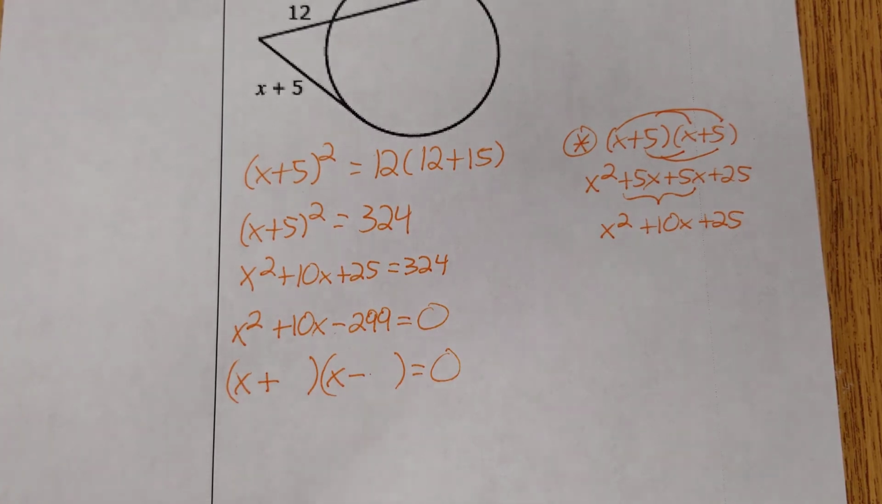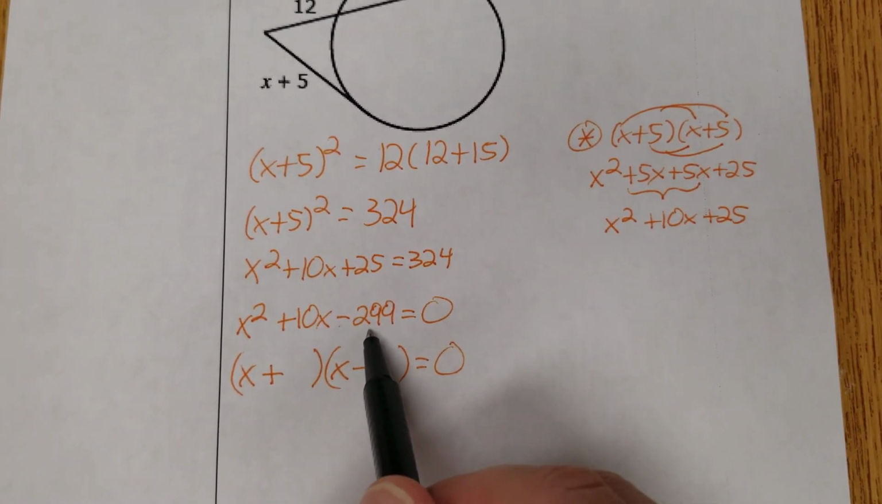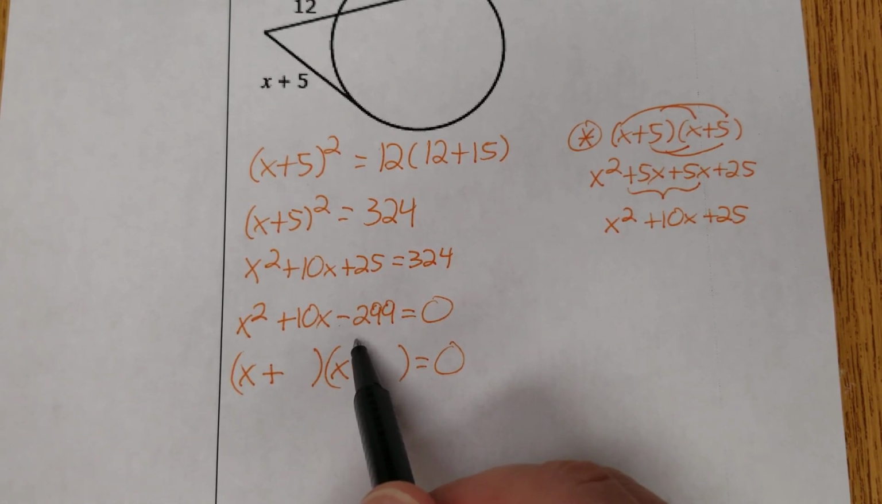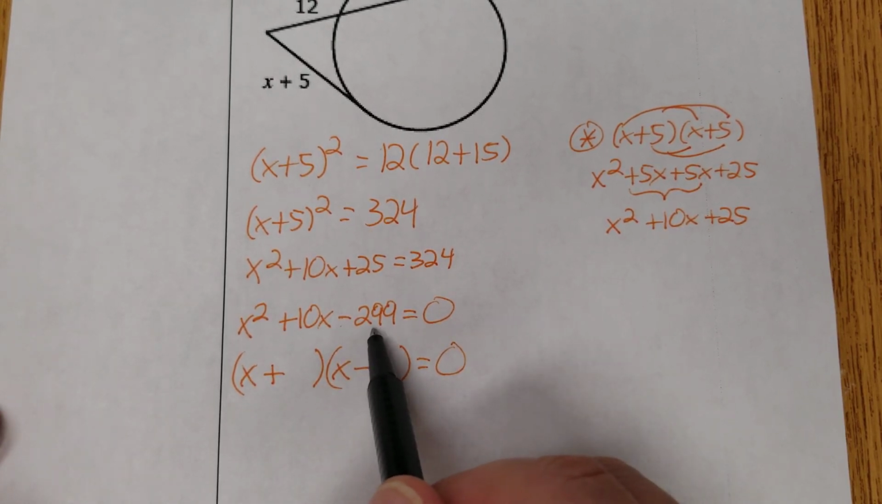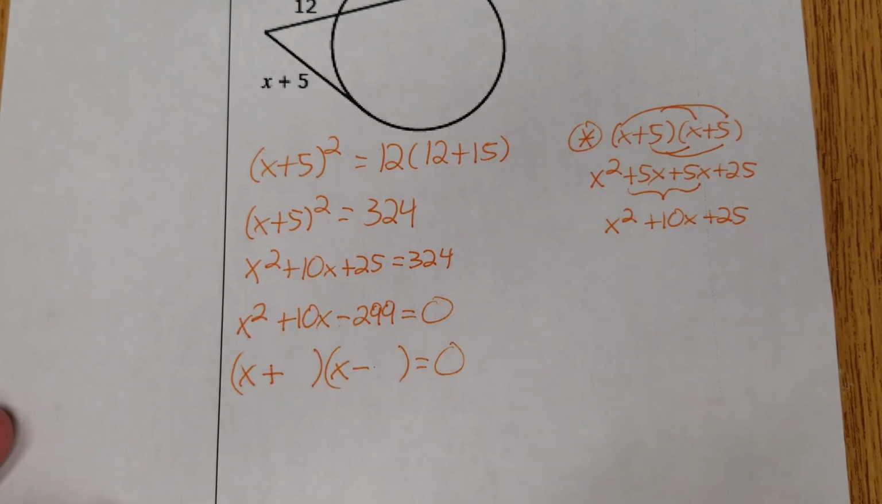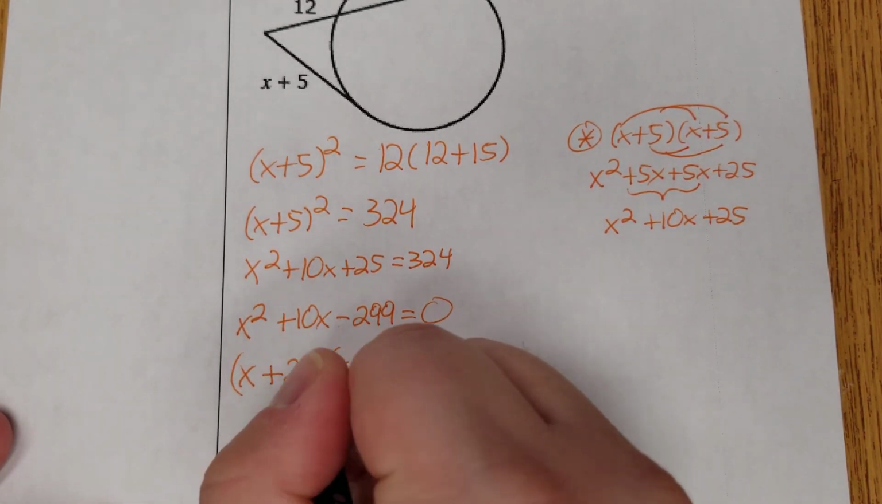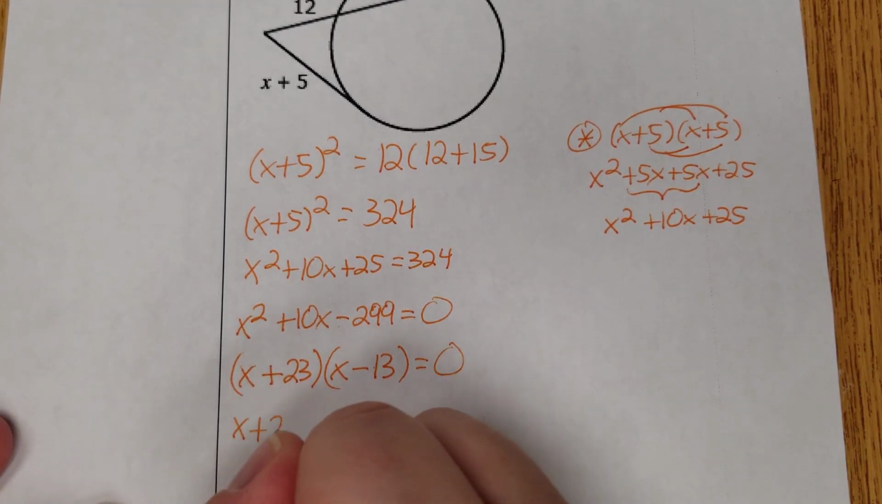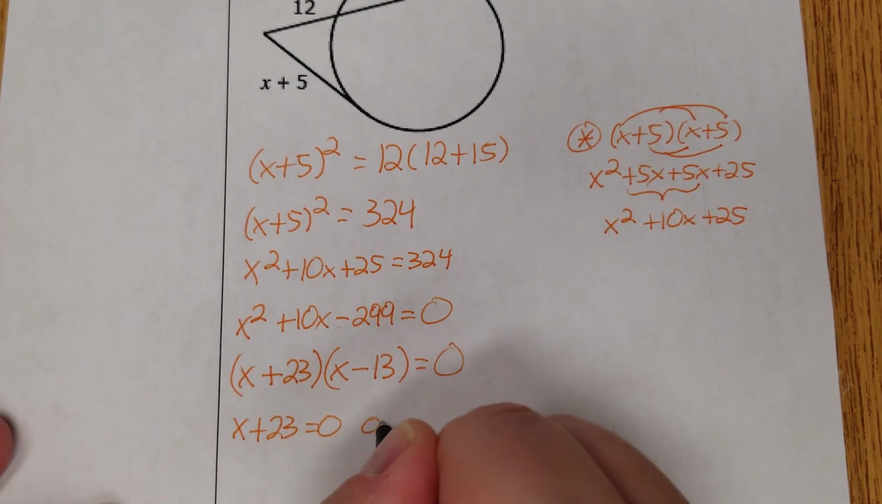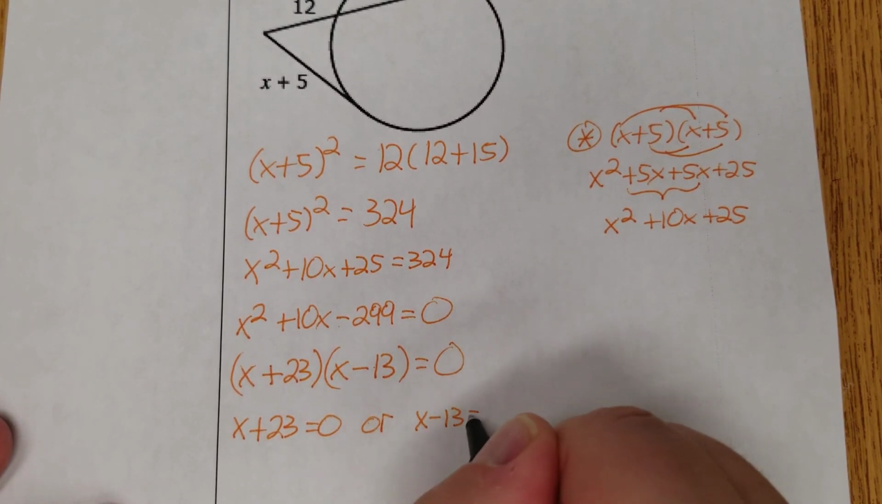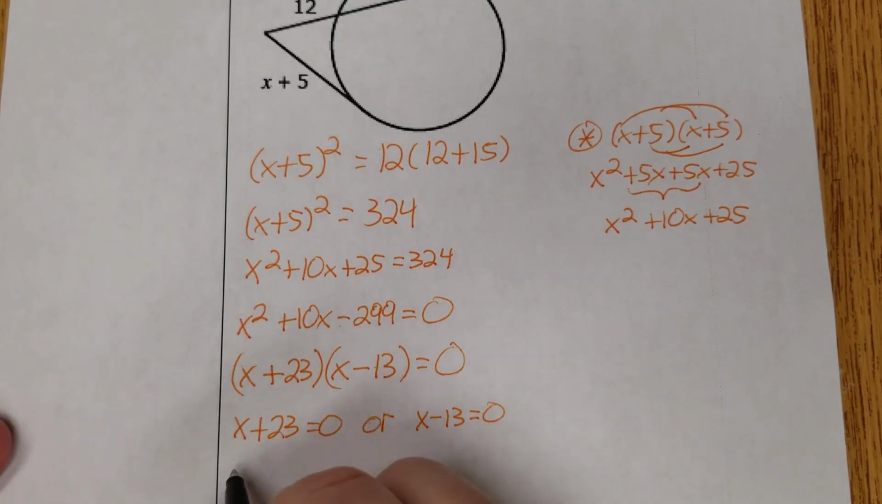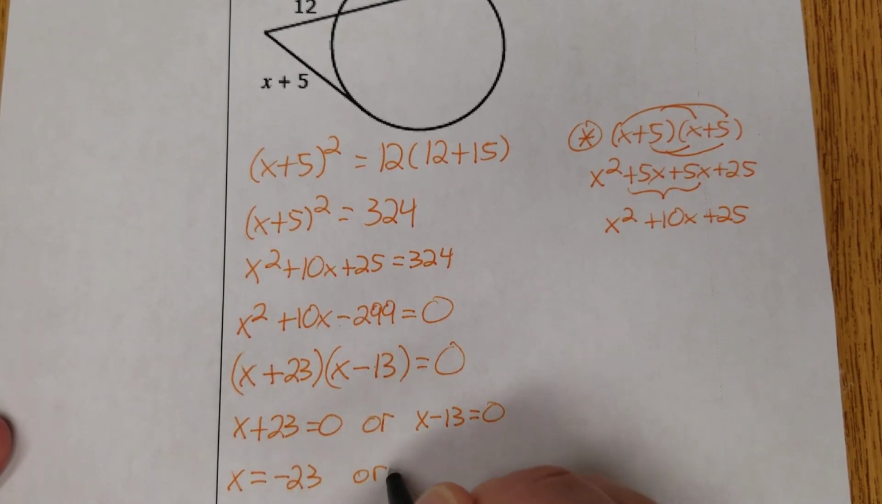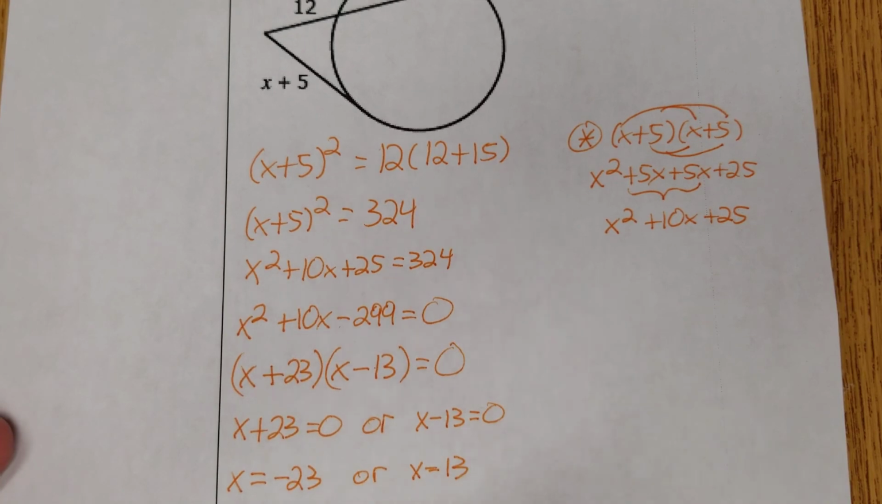Now I am looking for two numbers that multiply up to 299 and also add up to 10. Grab a calculator and test them. You'll eventually find 23 and 13, at which point x plus 23 is 0, or x minus 13 is 0. And then x is equal to negative 23, or x is equal to 13.